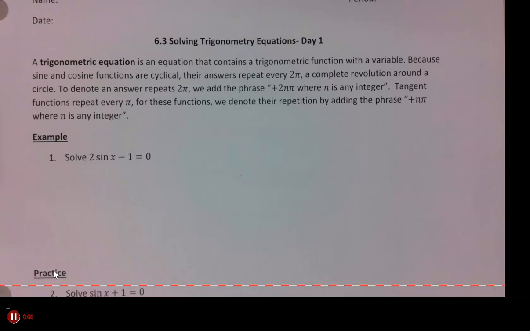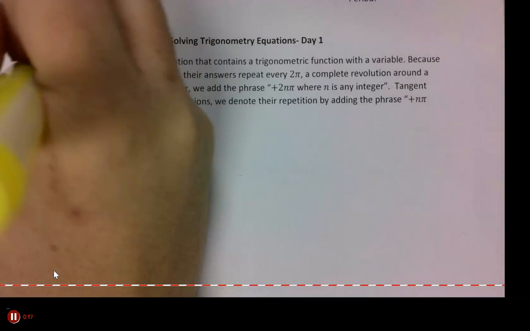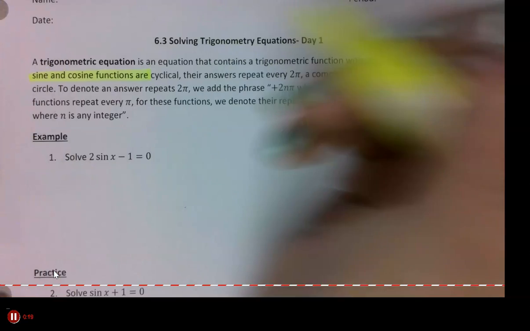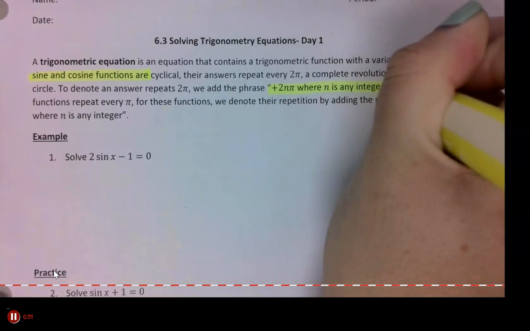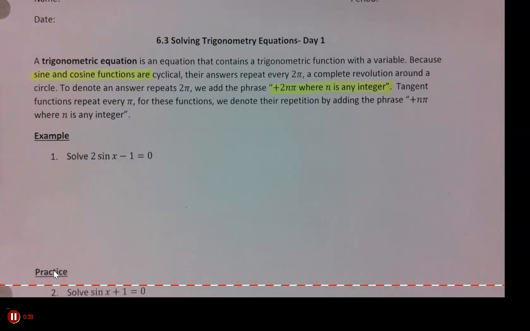Okay, so on today's notes, we're solving trig equations. For sine and cosine, if I don't have a domain restriction for my answer, they're going to get plus 2 pi n, where n is any integer, at the end of their answers, because their graphs go left and right forever.